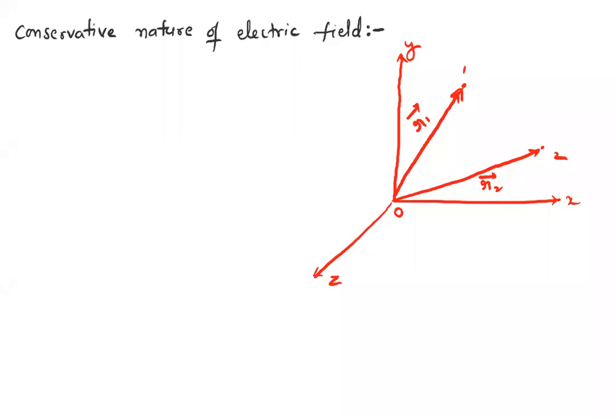Next concept is the conservative nature of the electric field. Already I told you the electric field is a conservative force. How to prove it? What is the definition of a conservative force? The work done by a force in a closed loop is zero. Such a force is known as a conservative force.